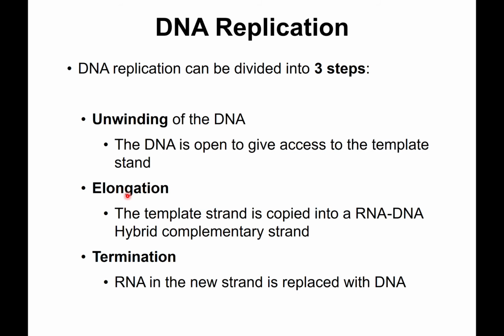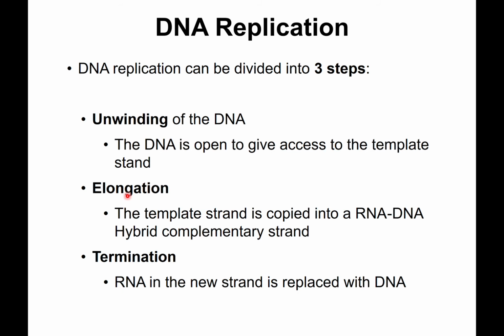DNA polymerase, to work, needs to have a single-stranded DNA to act as a template. So the DNA has to be open. And that's what happens, as I say, during the unwinding of DNA. Once that has happened, now DNA polymerases can act and form the new DNA. That's referred to as the elongation step of replication.